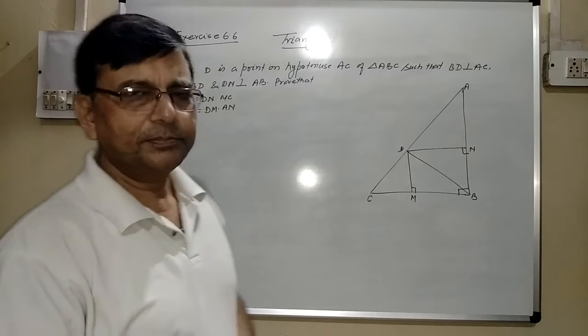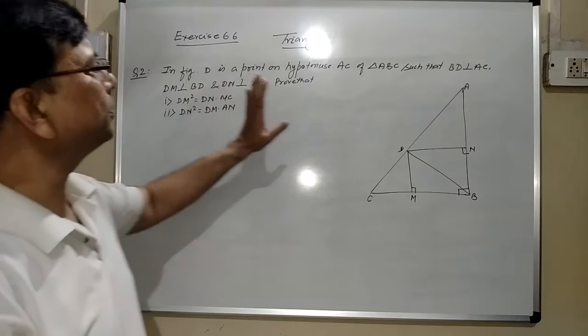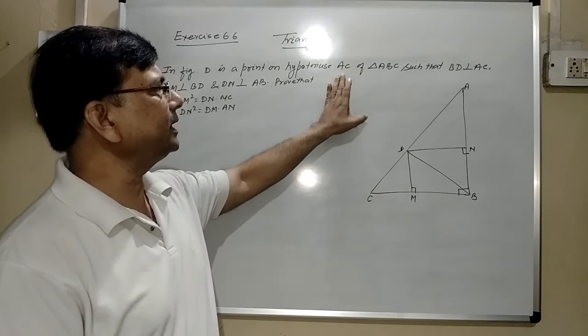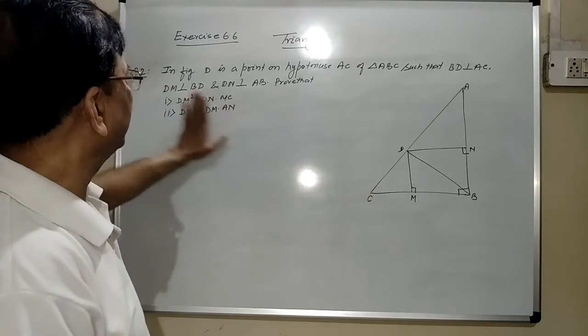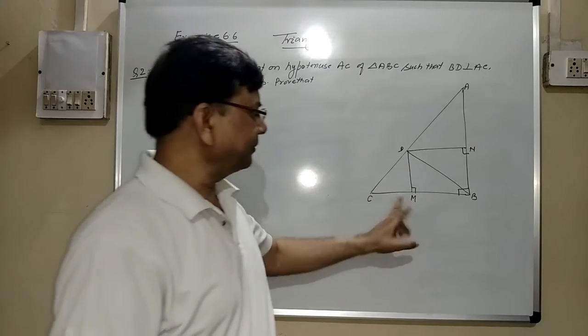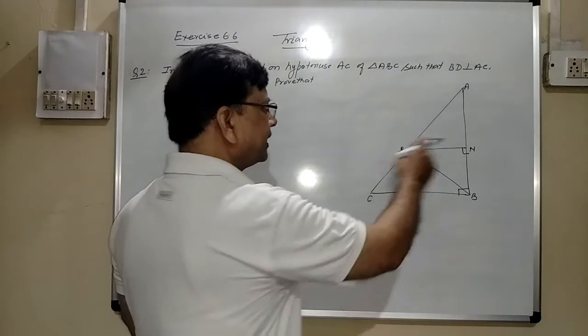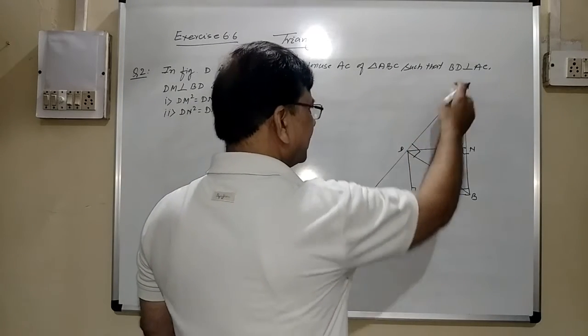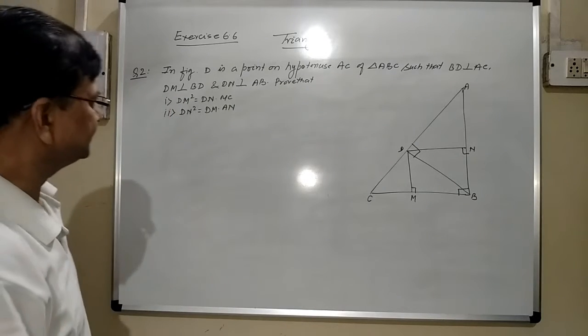So we will take up question number 2. In the figure, D is a point on the hypotenuse AC of triangle ABC. ABC is also a right angle triangle, and DM is perpendicular to this, and DN is perpendicular to AB. So we have to prove these relations.